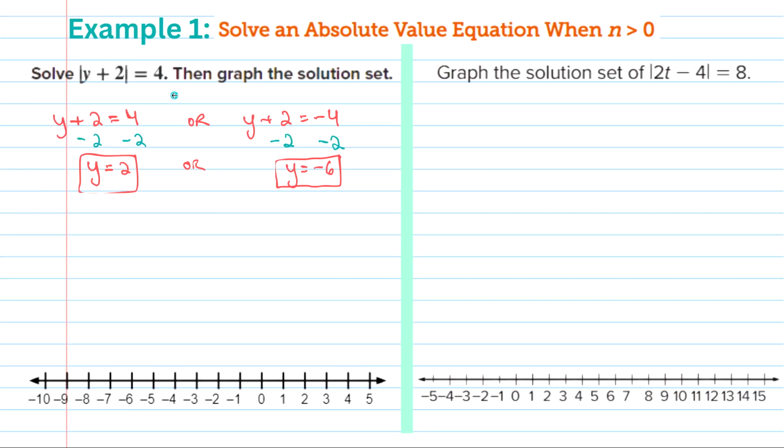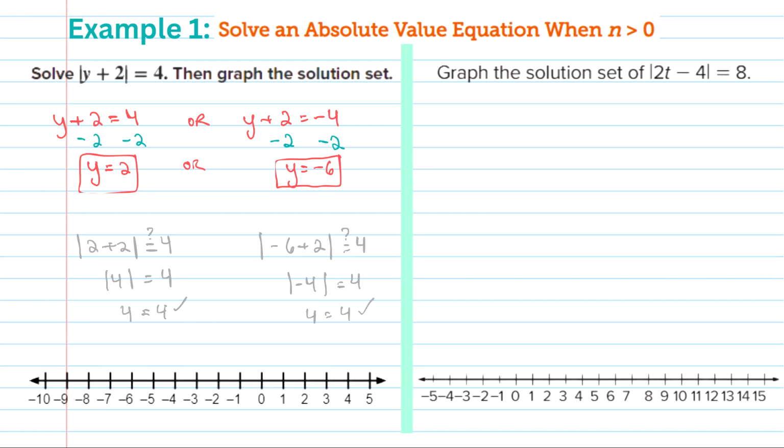So if we test it, the absolute value of 2 plus 2, is that going to equal 4? Well, 2 plus 2 is 4. So the absolute value of 4 is 4, and we know that is for sure true. So this is going to work. And if we check the other one, the absolute value of negative 6 plus 2, does this equal 4? We're going to get the absolute value of negative 4, and the absolute value of negative 4 is 4, so this turns out to be true as well.